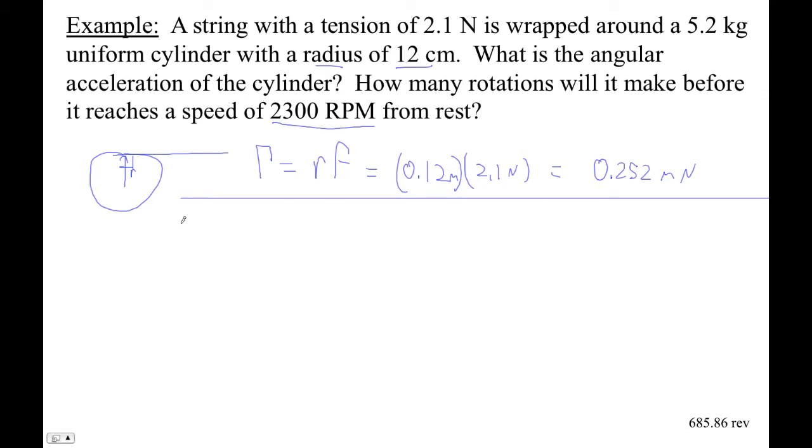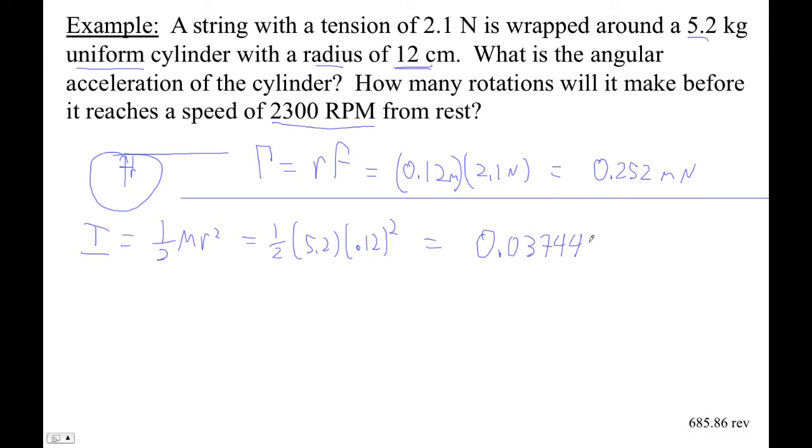All right, the next thing I'm going to do is, the string is wrapped around a cylinder. So we know the radius of the cylinder and the mass. So I've got to find the moment of inertia. So I is, for a cylinder, 1/2 mr squared. So it's 1/2 times 5.2 times 0.12 squared, which is 0.03744. And it's small, like so many of our moments of inertia in these complicated times.